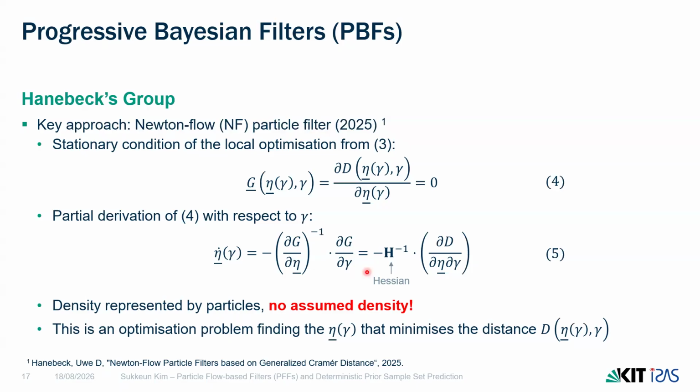And if you're already familiar with homotopy optimization, this form is exactly the same as the homotopy optimization. And this is basically an optimization problem, finding the eta that minimizes the distance d.